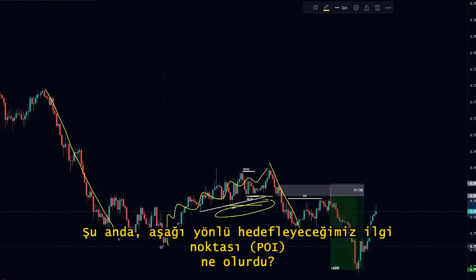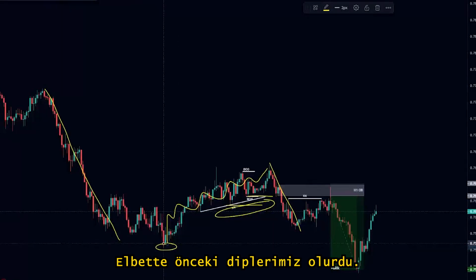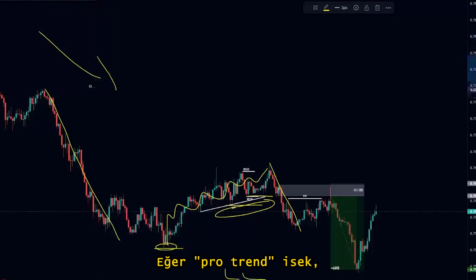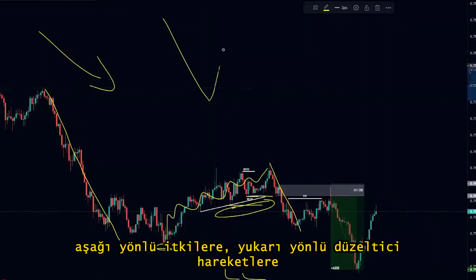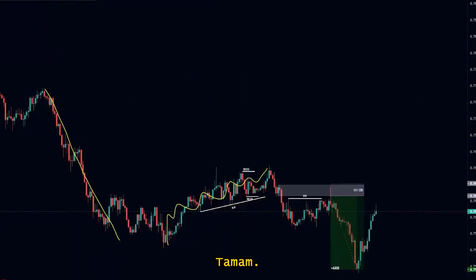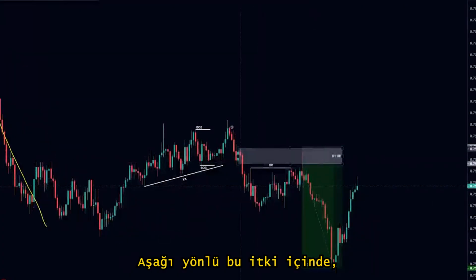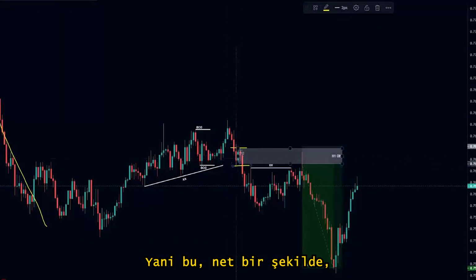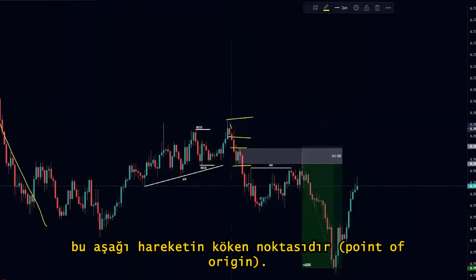Now, what would be the point of interest for us to target to the downside? Of course, we would have the previous lows and then, looking to create a lower low. If we are pro trend, we're looking at impulses to the downside, corrective moves to the upside, and another impulse breaking the previous lows. Okay. Now let's take a look at this here. We can clearly see that within this impulse to the downside, the price paused in the market to create more order flow. So this is clearly the point of origin of this move to the downside.